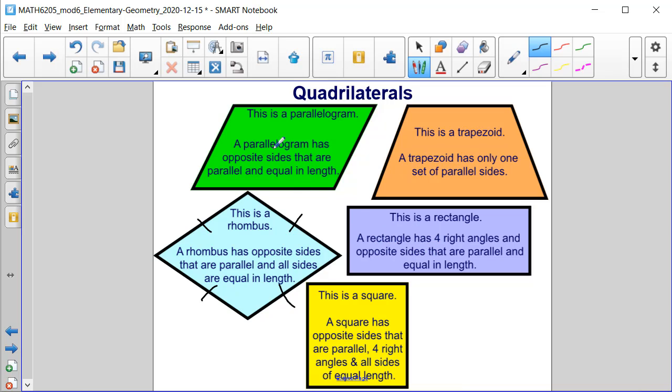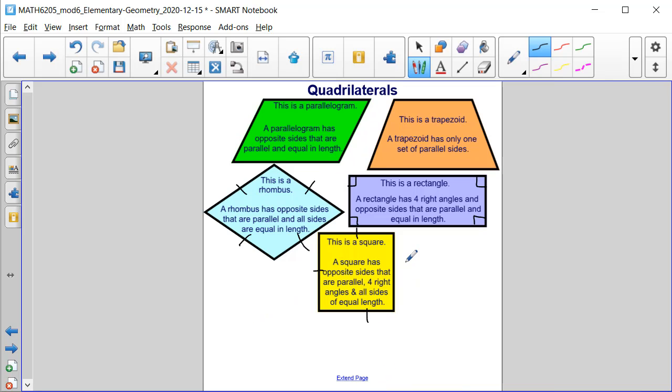A rectangle, just as a parallelogram, has opposite sides that are parallel and equal in length. But what makes a rectangle special is that it has 4 right angles. And we typically use square marks to represent right angles. And then a square is the most special type of parallelogram because it's both a rhombus, which makes all of its sides equal in length, and it has 4 right angles. It's the regular quadrilateral. All sides and angles are the same.